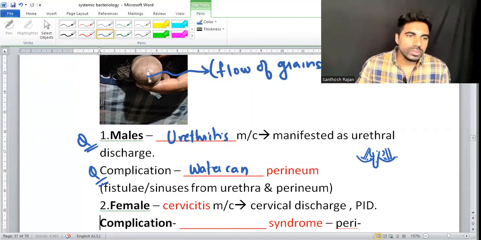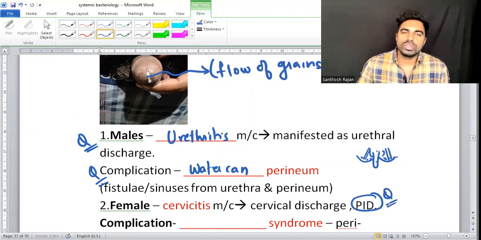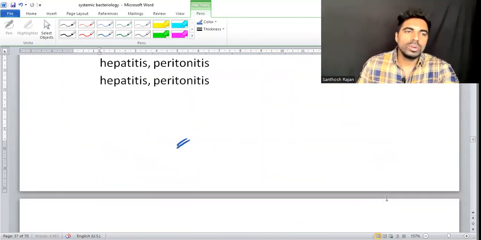Okay, now next is in females. Of course, you get cervicitis, which is the most common one, with cervical discharge. In females, cervicitis is more common; in males, urethritis is more common. It also causes PID. Gonococcus is one of the most common causes of PID in females. Complication: one more complication.